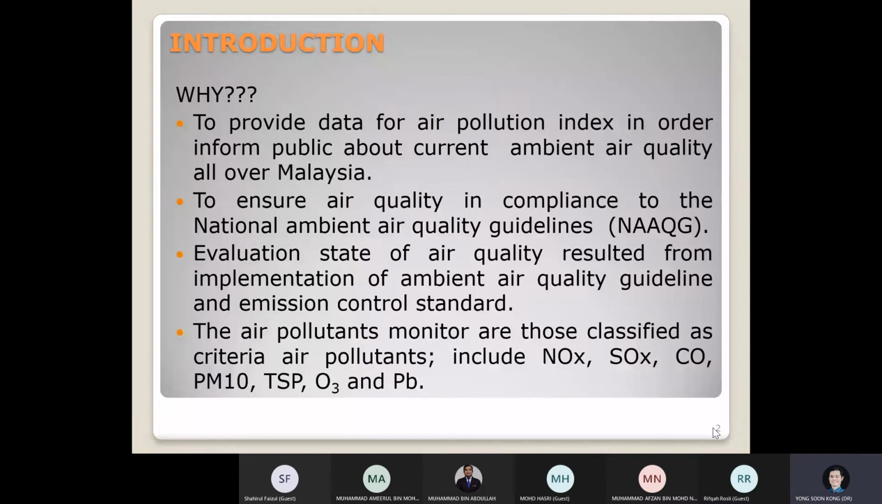TSP is total suspended particles. That is related, but this one considers all particles, regardless of size. All of it comes under total suspended particles. Ozone. Now, if you don't know ozone, it smells very pungent, just like chlorine, and it kills. It also causes cancer, of course. And lead. What ticks me off is that when I look at this, I know straight away this is not for Malaysia, because in Malaysia we do not measure lead.